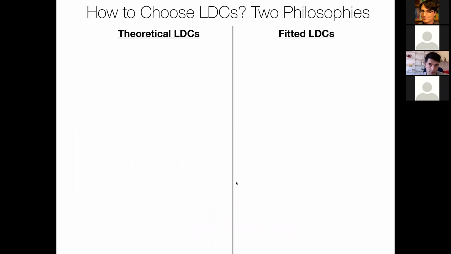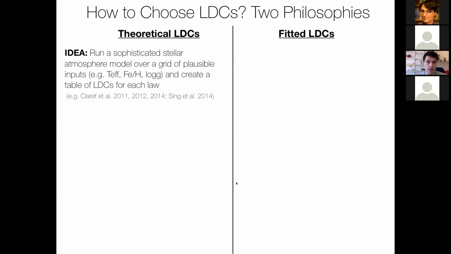So you have to choose these LDCs. Let's say, it doesn't really matter which law you use. You can use the quadratic law, you can use a linear law, whatever law you use, you have to somehow assign what are going to be my limb darkening coefficients. u1 equals what? Is it 1.0? Is it 2.5? You have to assign a number to each of these coefficients. So there's two approaches. The first is theoretical on the left, and on the right I'm talking about fitted.